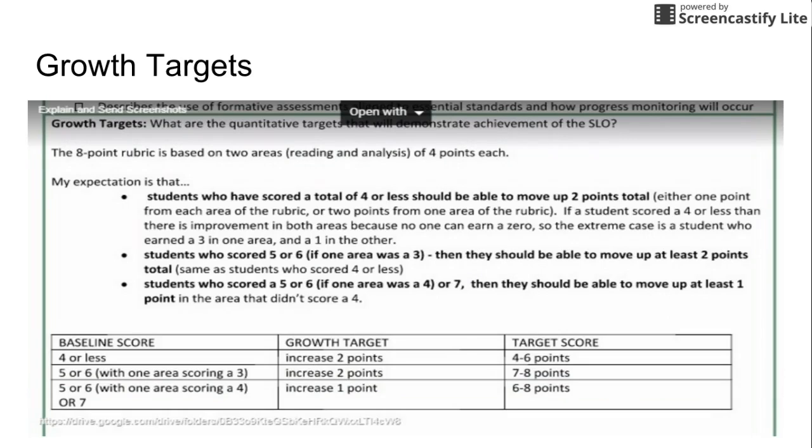This is an example of a completed SLO, which has basically an explanation of what their growth target structure looks like in comparison to their baseline data. So you have a simple table set up at the bottom that shows if a student's baseline score was within this range, this would be the growth target for that student, and then, of course, at the end of the year, what their target score would be. This is one way to do it. There's a myriad of different ways to set it up, so don't feel like you're restricted to this particular structure. Just an example of how one teacher did this.